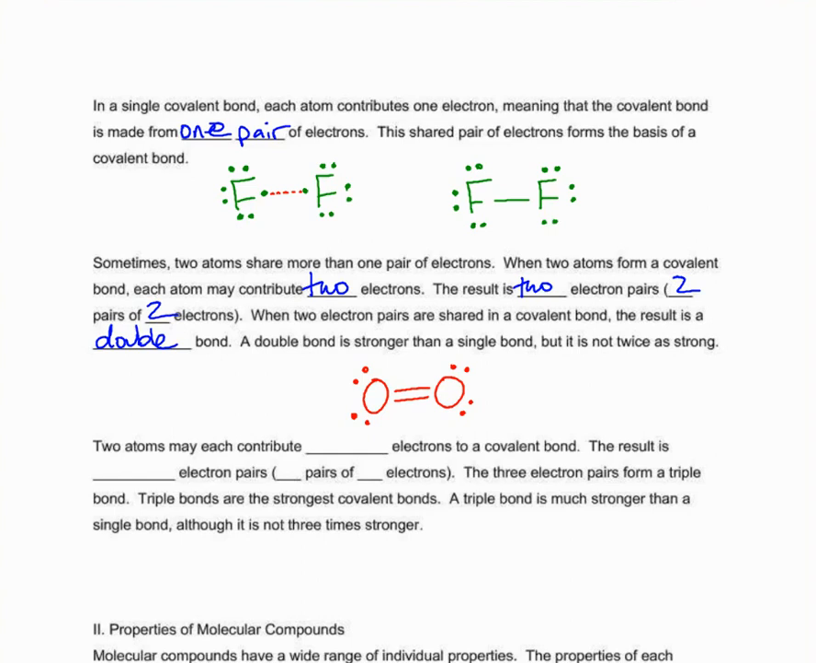Interesting thing about a double bond is that, yes, it has 2 covalent bonds, but a double bond is not twice as strong as a single bond. It's not 2 times stronger. It's only about 1.5 times stronger. And so the double bond is referring to 2 electron pairs, not the strength of the covalent bonds.